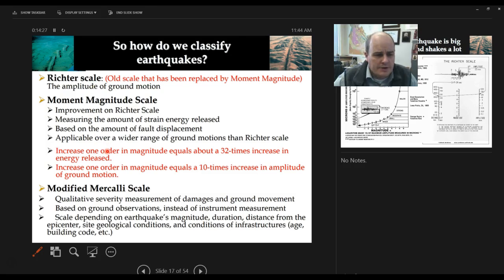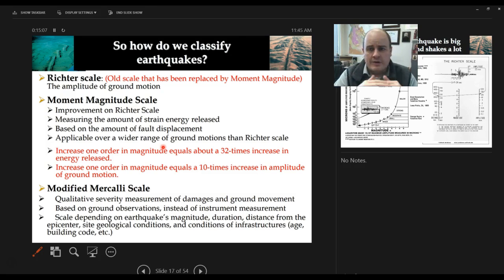Well, there are some relationships here, and these are important relationships. One here is that in energy difference, each time we go from a magnitude 1 earthquake to a magnitude 2 earthquake, we have a 32 times increase in energy. So from a magnitude 1 to a magnitude 2, about 32 times more energy is released. If I go from a magnitude 1 to a magnitude 3, it's not 32 plus 32, it's 32 times 32.